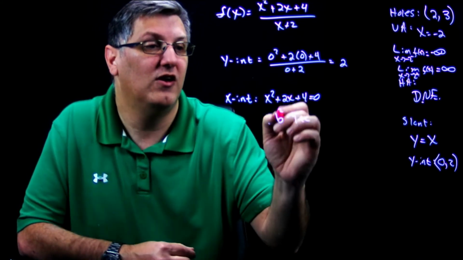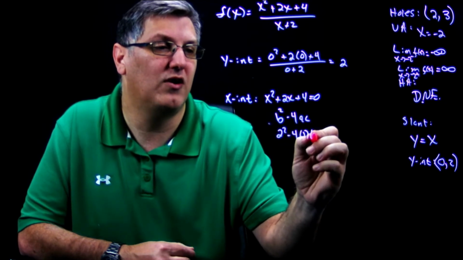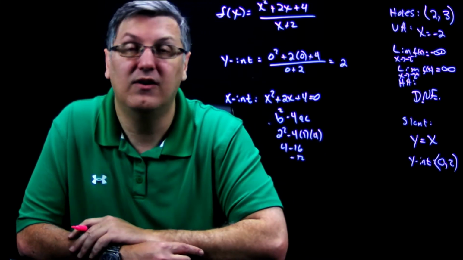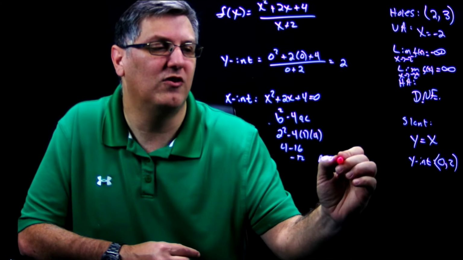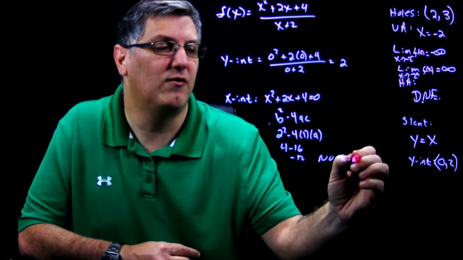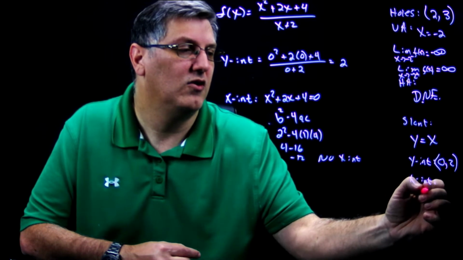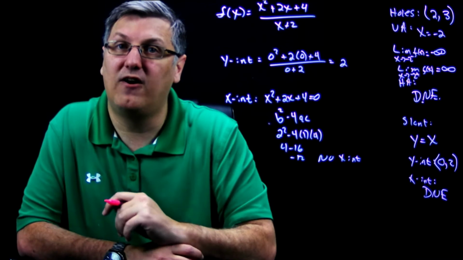So let's do this. I've got 2 squared minus 4 times 1 times 4. This gives me 4 minus 16, negative 12. This tells me there are no x-intercepts, because I'm going to get a complex solution. So there are no x-intercepts of this graph. The x-intercepts do not exist. So that's how we find our x and y intercepts.